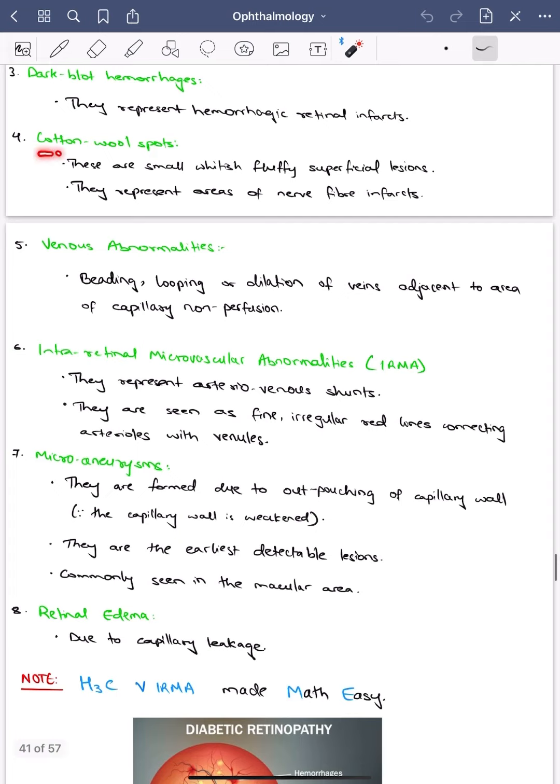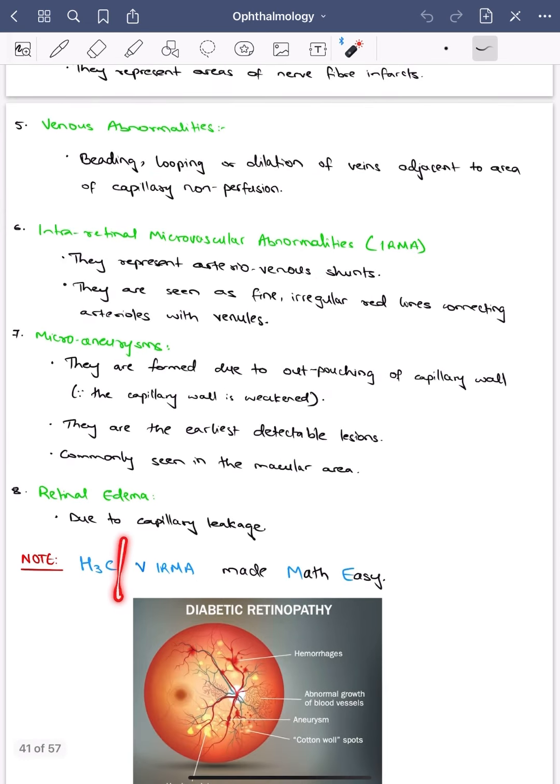Now, C for cotton wool spots. They represent the areas of nerve fiber infarcts, and these are small whitish fluffy superficial lesions. So this is the fourth. Next is Verma. V for venous abnormalities like venous beading, venous looping, and dilation of the veins. IRMA stands for intraretinal microvascular abnormalities. Now, remember, these represent the arteriovenous shunts.